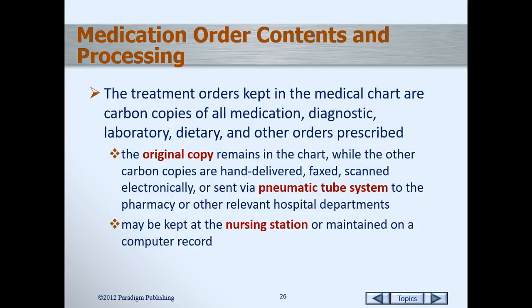The treatment orders are kept in the medical chart. Traditionally, it was a carbonless system, about 3-page write-through. Now most of it's done electronically, but it would be copies of medication, diagnostic, laboratory, dietary, and other orders. The original copy will stay in the chart, and carbon copies are either hand-delivered, faxed, scanned electronically, which is how they primarily are today, or they could have been sent through a pneumatic tube. Maybe kept at the nursing station or maintained on a computer record.